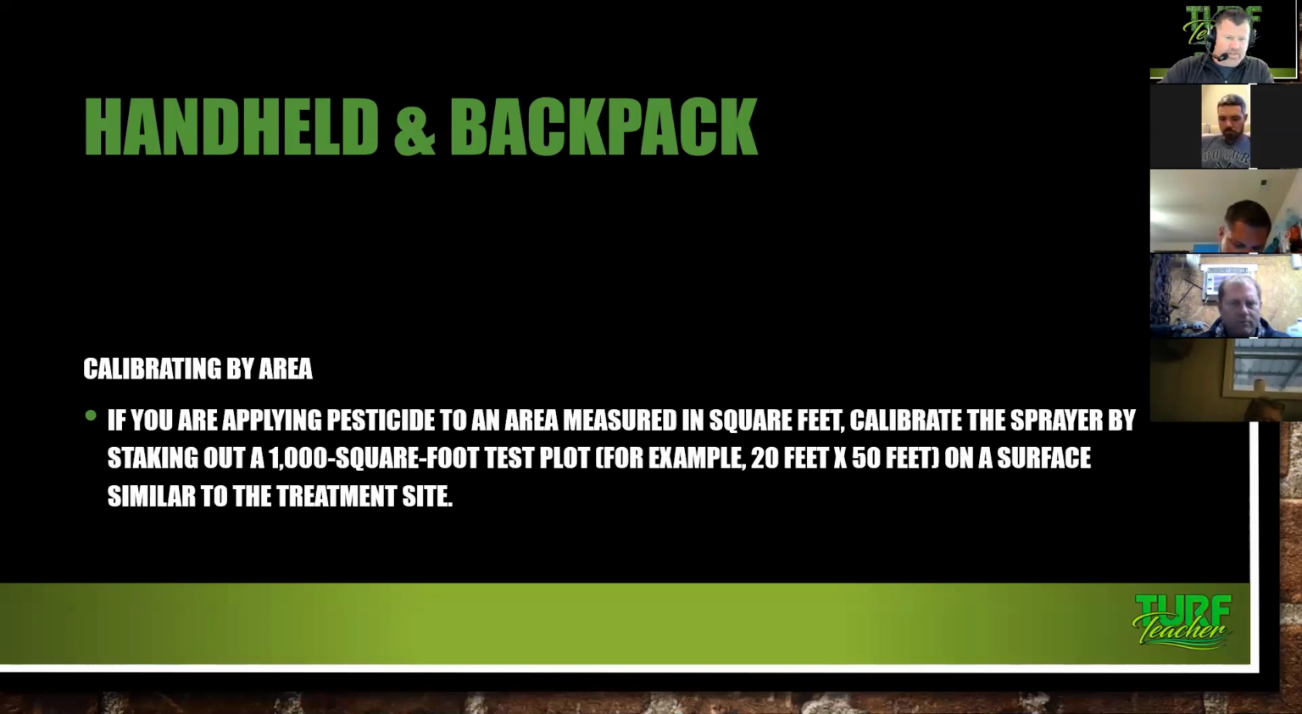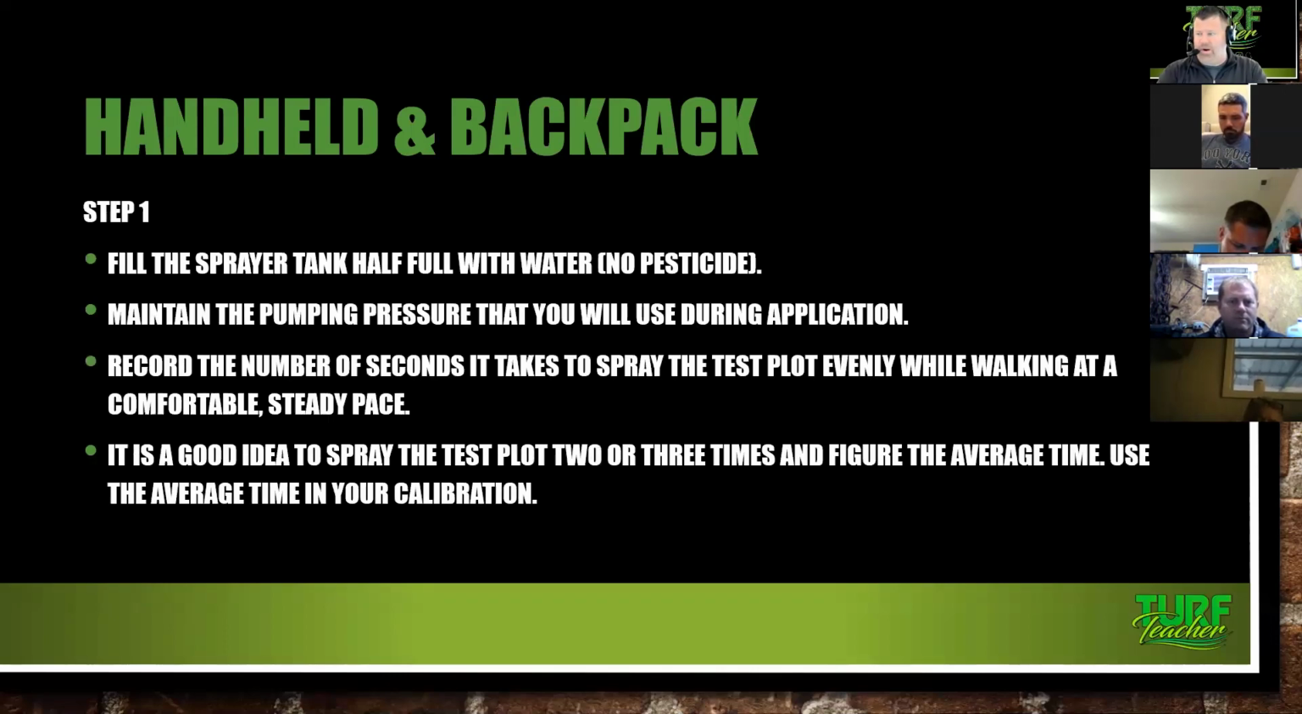What this means is it needs to be on a similar level. So if you're on a hill, you need to find a hilly spot. If you're on flat ground, find a piece of flat ground. You're going to mark it out 20 by 50, and then you're going to fill your sprayer half full with water, no pesticide.